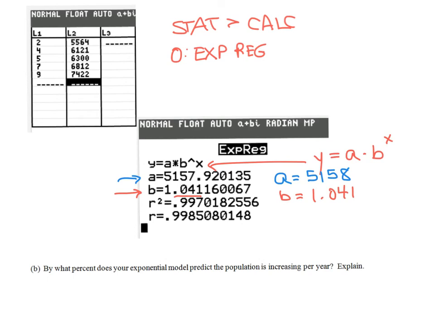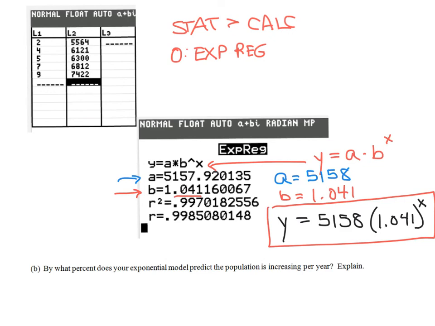Now I'm going to go ahead and make my equation. So I'm going to say y is equal to a, 5,158, times b, and I like to put that in parentheses, 1.041 raised to the x. So this is an estimate of an equation. It's a modeled equation for my information, and it tells me how these populations are growing.